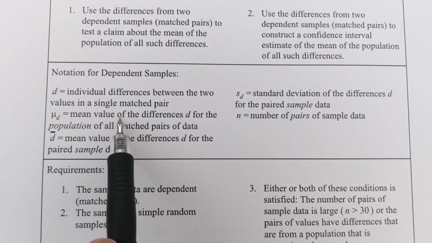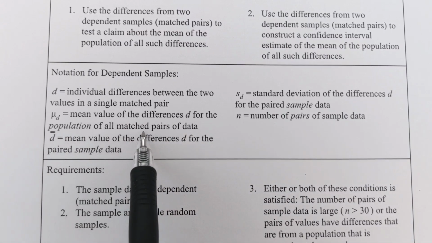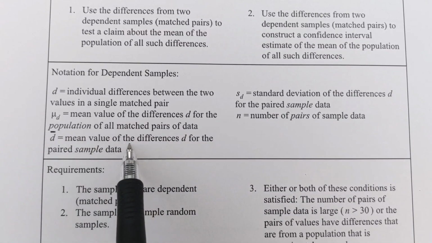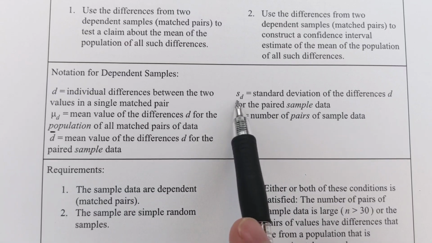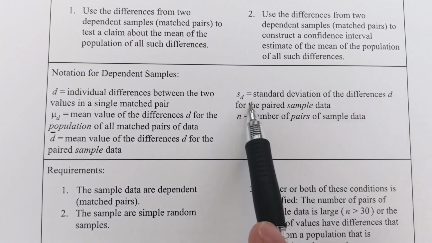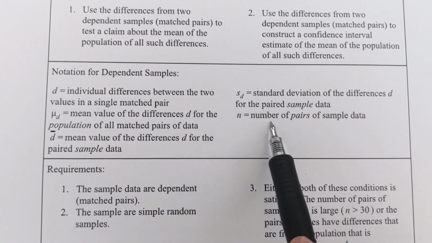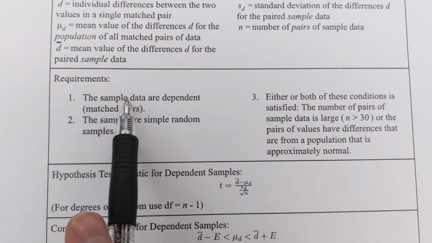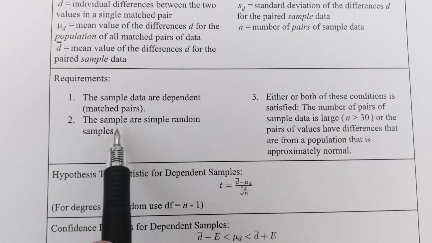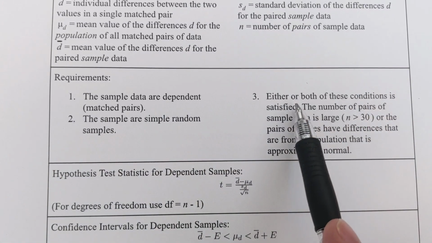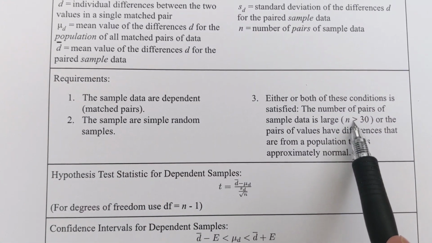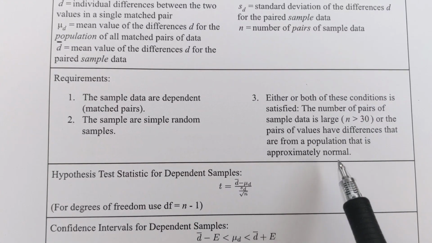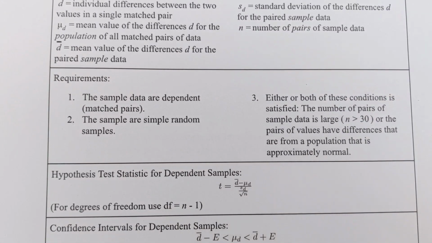Mu d, the mean value of the differences d for the population of all the matched pairs. d bar, the mean value of the differences d for the paired sample values. s d, the standard deviation of all the differences for the paired sample data. And n, the number of pairs of data. All right, so requirements: they're dependent, so you have matched pairs. Samples are simple random. And either you have large samples, 30 pairs or more, or you have a population that is approximately normal.